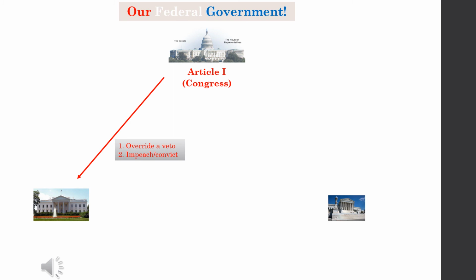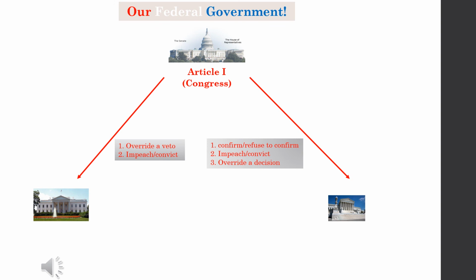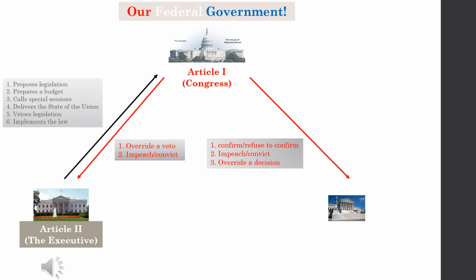Article 1 Congress, they can check Article 3, the courts, by confirming or refusing to confirm justices or judges, impeaching or convicting justices or judges, or overriding a decision of the courts, but they can only expand the rights of American citizens. Now let's talk about the president. Article 2, the executive, has a check on Article 1 Congress by doing any of the following: proposing legislation, preparing a budget, calling special sessions, delivering the State of the Union, vetoing legislation, and implementing the law. The president's check on the courts is that the president gets to appoint justices and all federal judges.